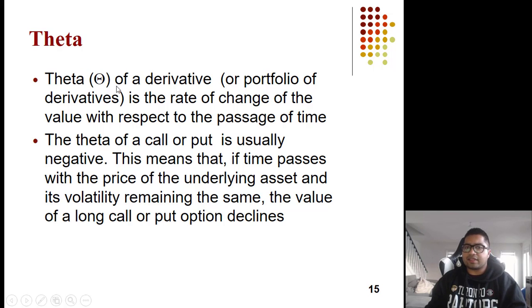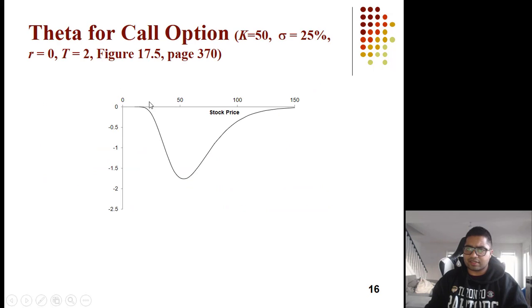Next is theta. Theta is a partial derivative. It's a parameter that describes the rate of change of value of the option with respect to passage of time. The theta for call and put is usually negative. What does that mean? As a buyer of call and put, each time a day passes, you're going to lose some value from your option position. This means if time passes with the price of underlying asset and the volatility remains same, the value of long call or long put declines.